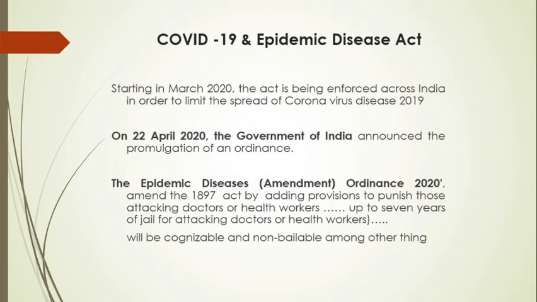On 22nd April 2020, the Government of India announced the promulgation of an ordinance, the Epidemic Diseases Amendment Ordinance 2020, to amend the 1897 Act by adding provisions to punish those attacking doctors or health workers. The ordinance allows for up to 7 years of jail for attacking doctors or health workers, including ASHA workers. The offence will be cognizable and non-bailable, among other things.